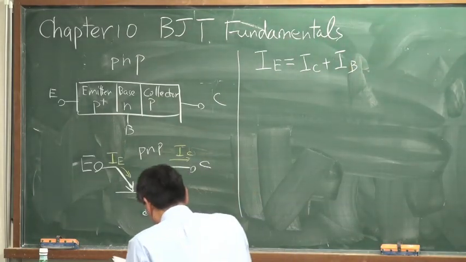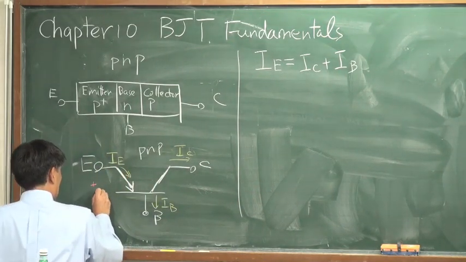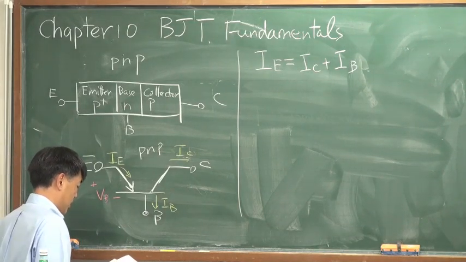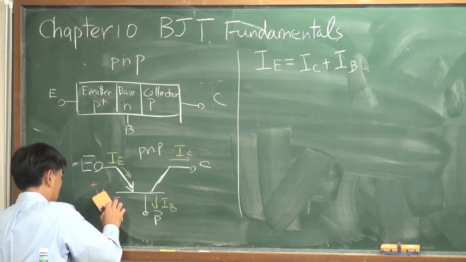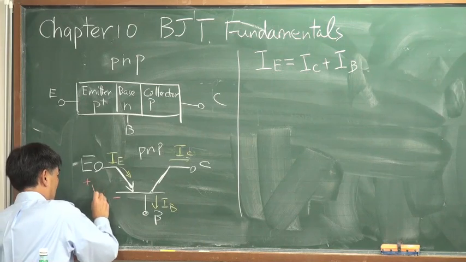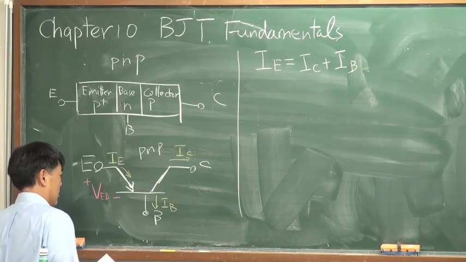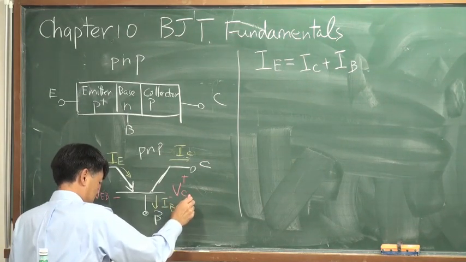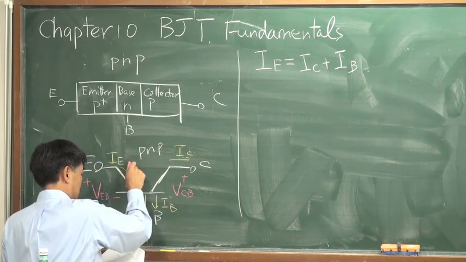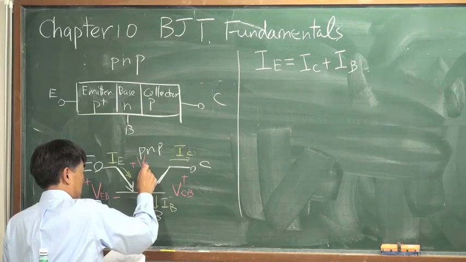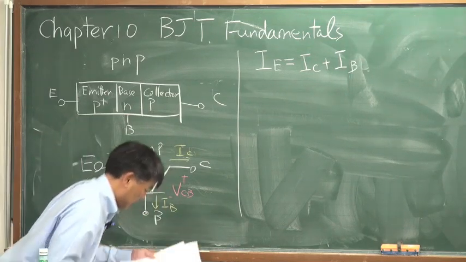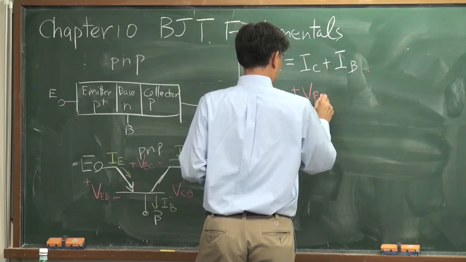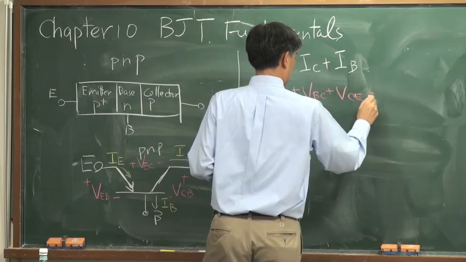And I have to also define plus, this is minus, that's the base voltage. So that's the emitter, a voltage between emitter and base, and this is the voltage between collector and base, and this is the voltage between emitter and collector. Then VEB plus VBC plus VCE equals zero.